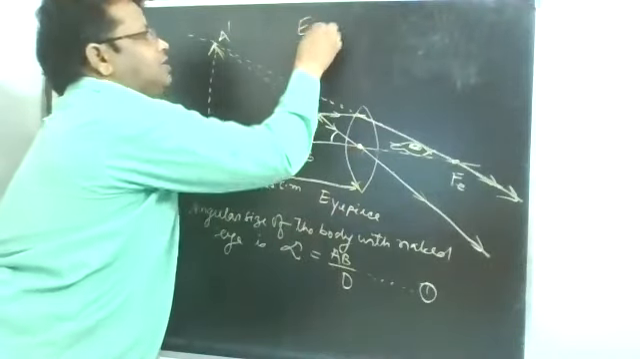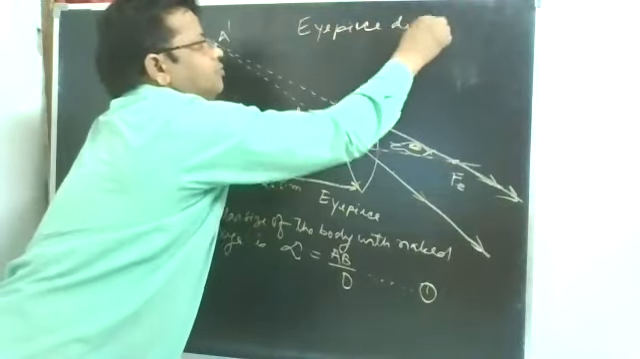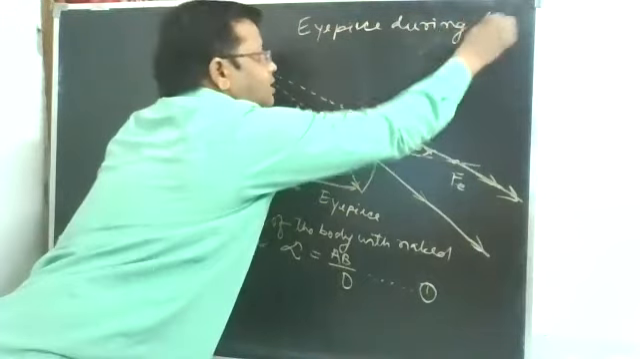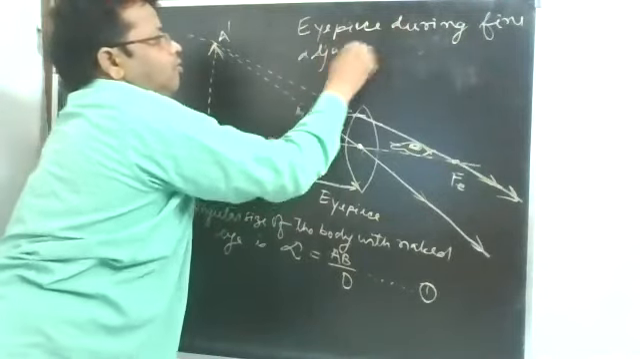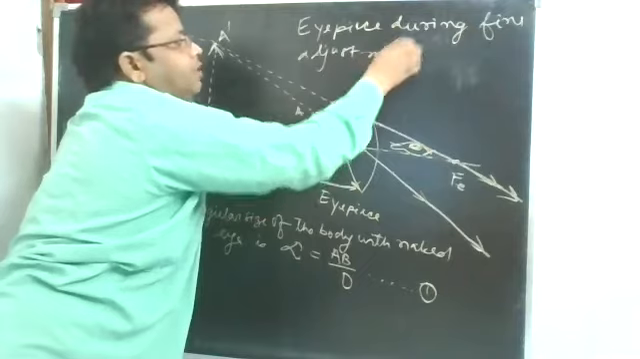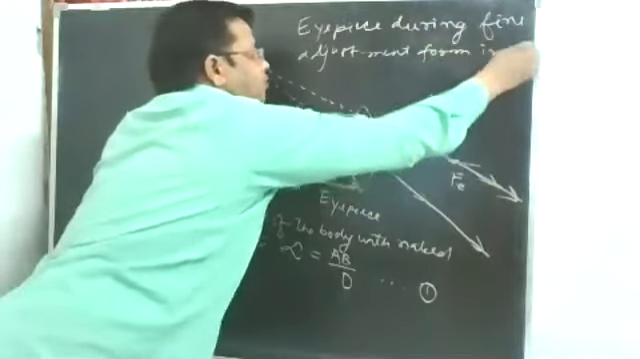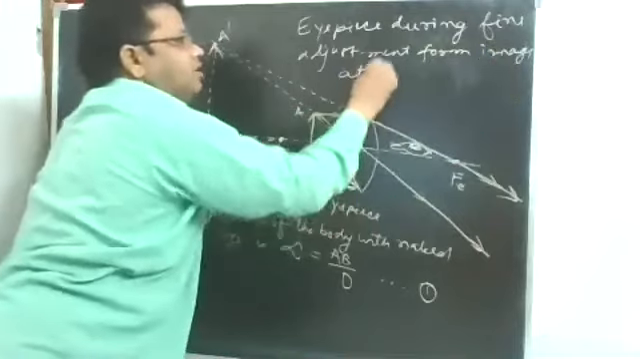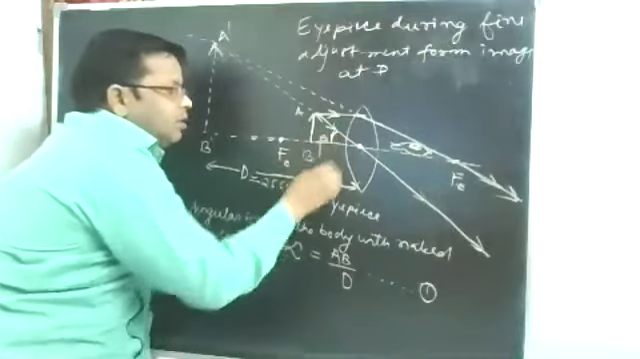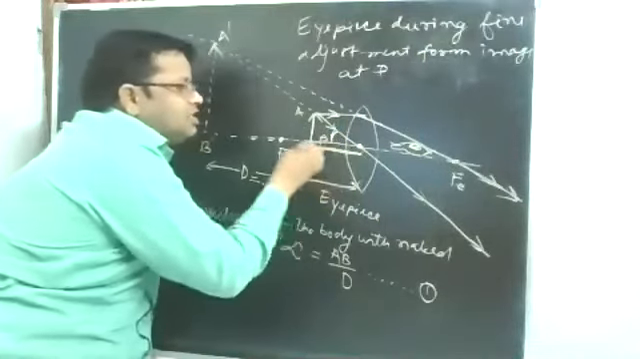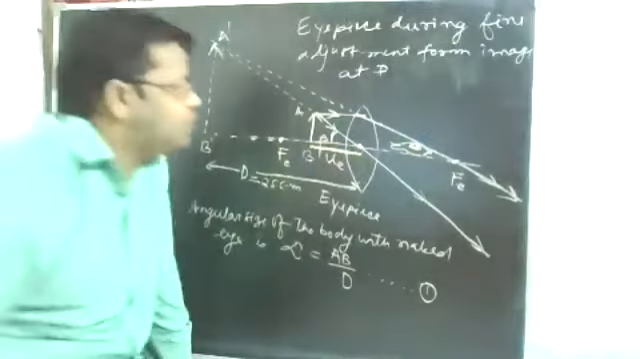Eyepiece during fine adjustment forms image at D. Now you see it, beta. This is the angle beta, and this is the object distance. Let this distance be UE, the object distance from the eyepiece lens. Now you see it, beta.